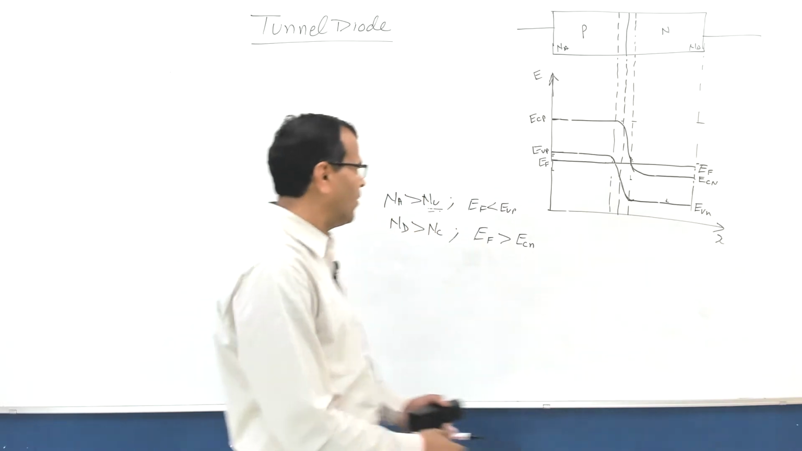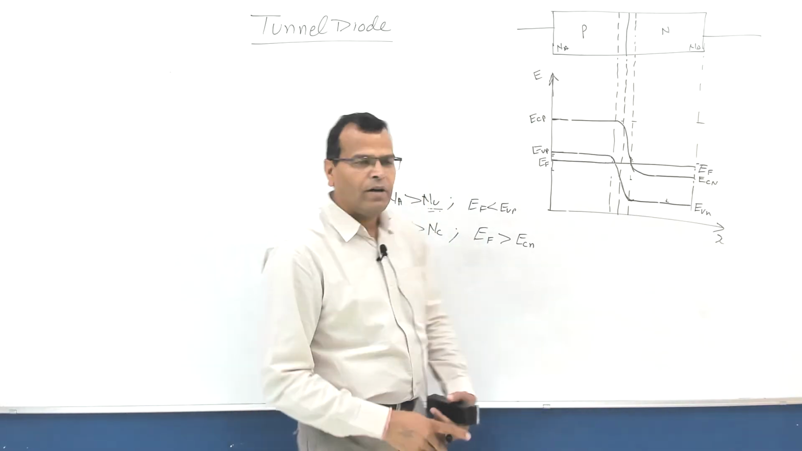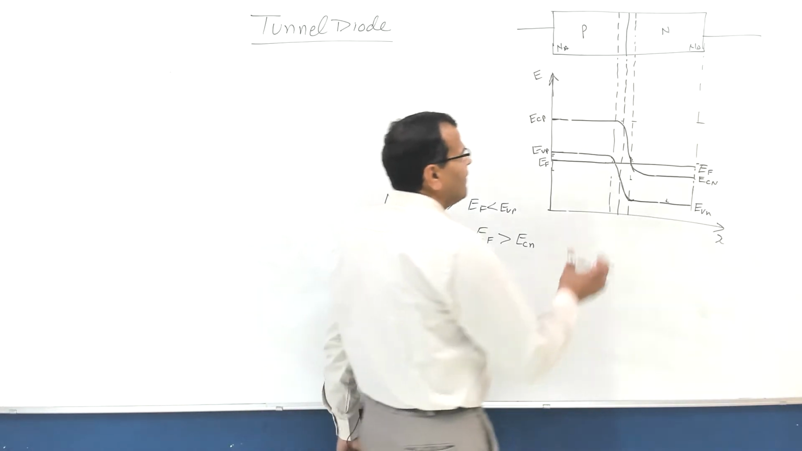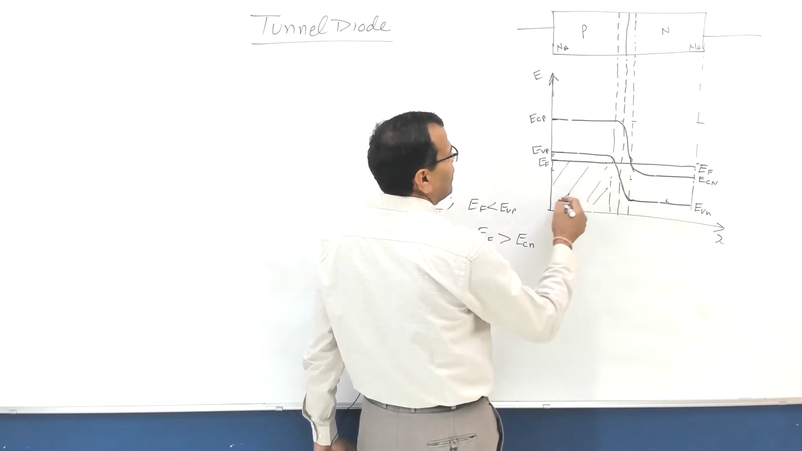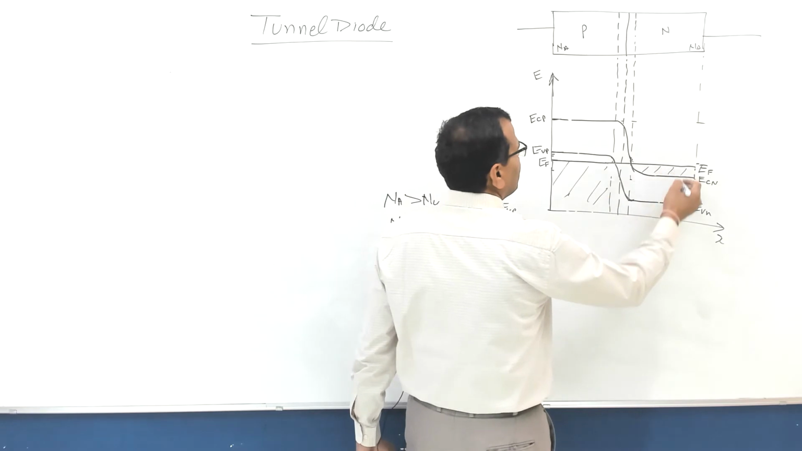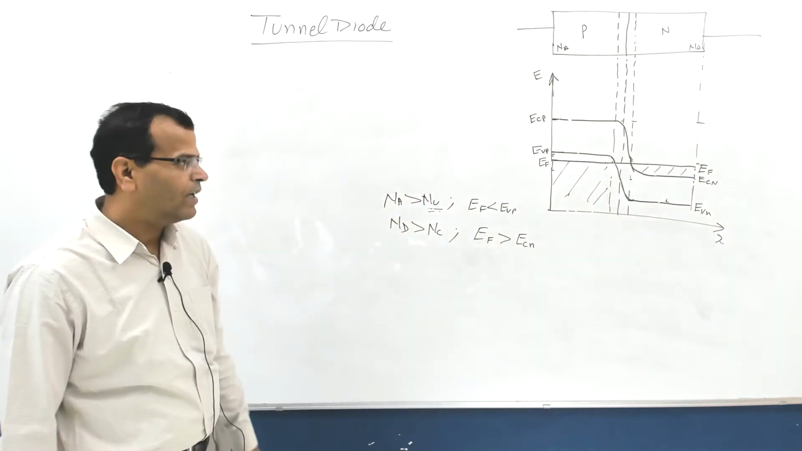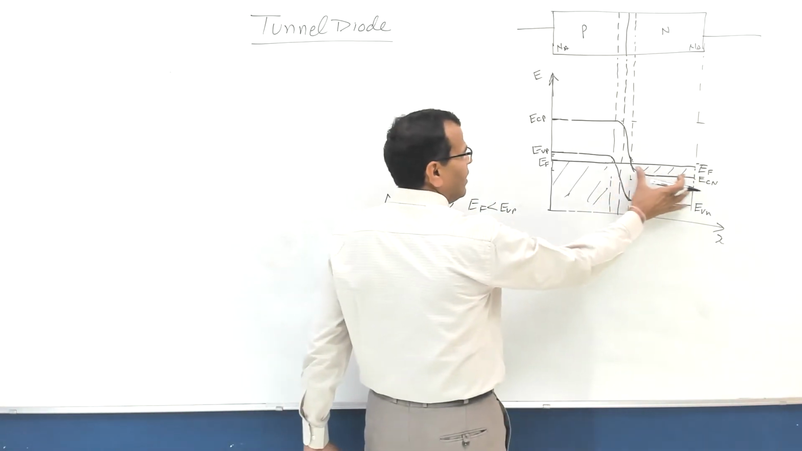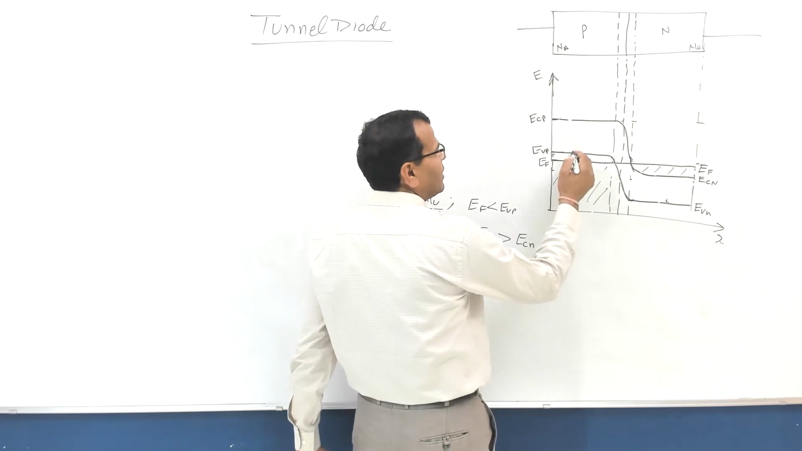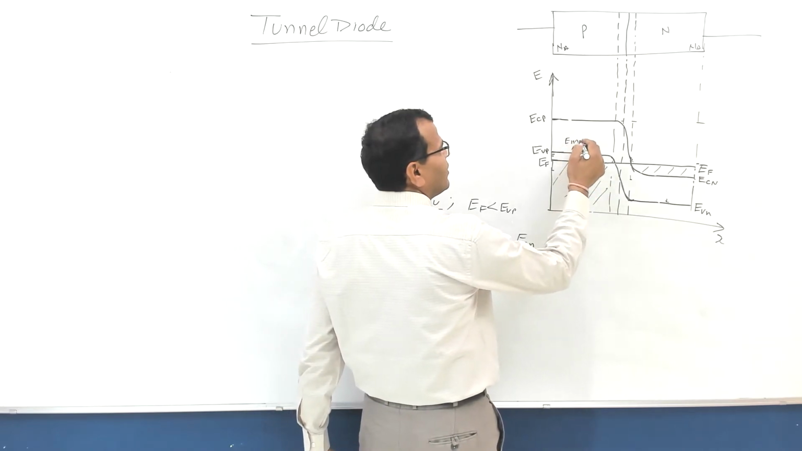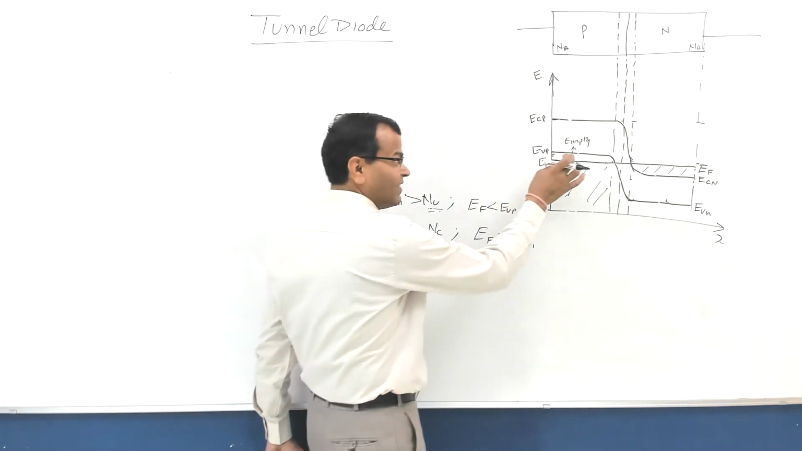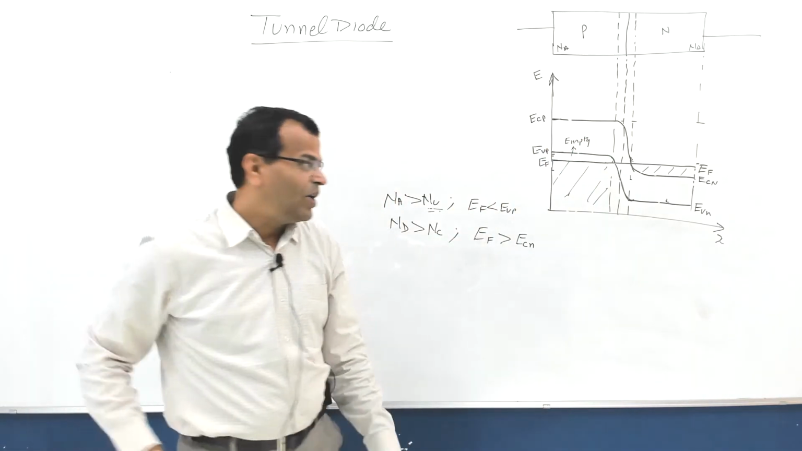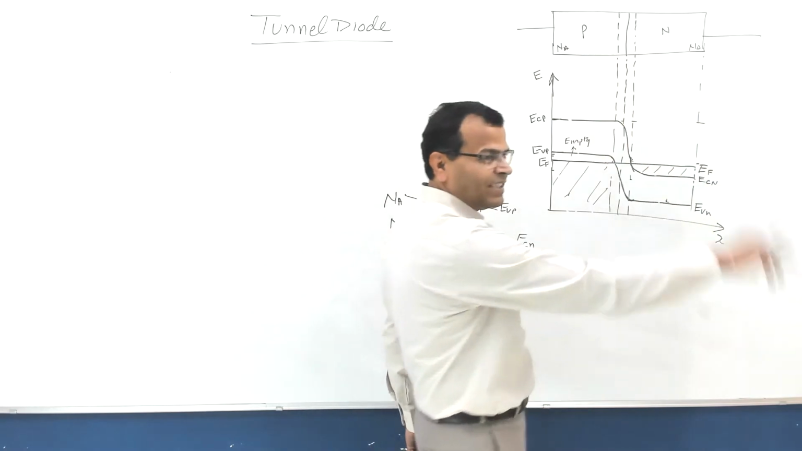Now, understand the concept here. In the normal case, all the energy states below this Fermi level are occupied. Electrons are here, and these are empty states. In the valence band, there are empty states. In the conduction band, there are filled states.